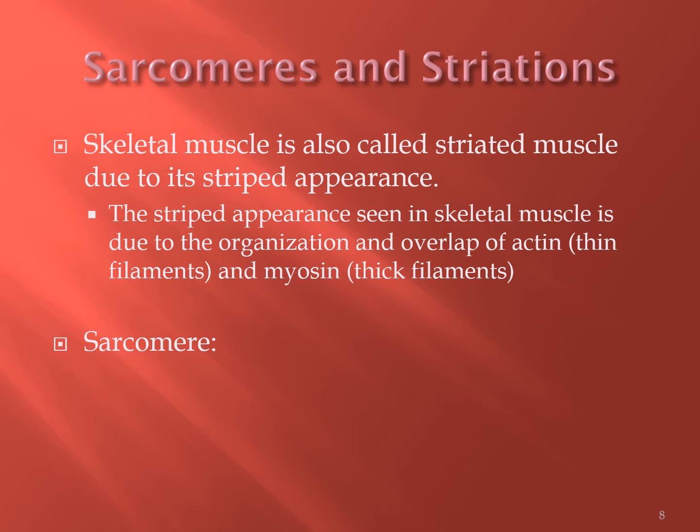In terms of unique characteristics of skeletal muscle, you can see here that skeletal muscle is also called striated in appearance, and that's because it's striped in nature. This striped appearance can be seen in skeletal muscle due to the organization and overlap of both actin and myosin. We have actin, which is a thin filament, and myosin, which is our thick filament. Together, as they overlap, this creates striations. We've got some images that will help to better explain that in a second. Again, a sarcomere is our functional unit of contraction within the muscle, and it's made up of both thin and thick filaments.